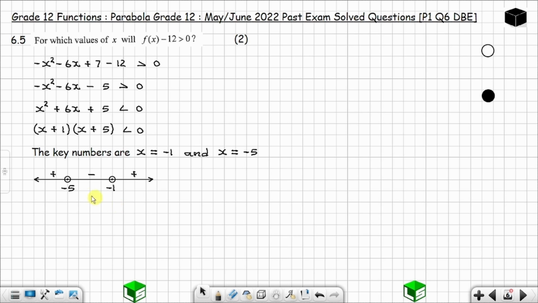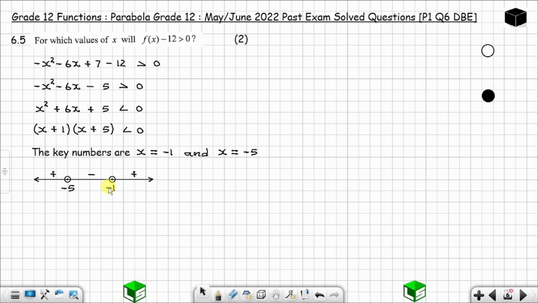Now you can see when using the numbers in the intervals, these are the signs that you are going to get. Now when you look at this, what does this tell you? Less than 0 means negative. So only this interval is going to satisfy, because you have less than 0, which is negative, and you have negative only in this interval. And the answer to this will be between -5 and -1.